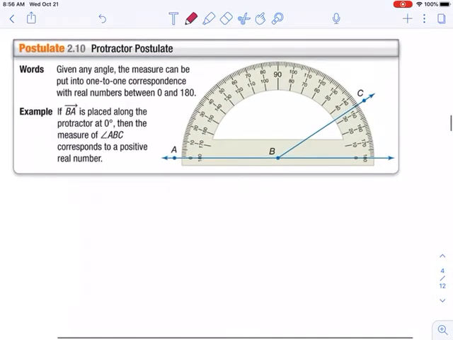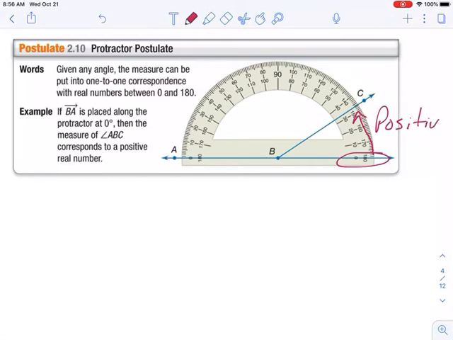Okay, protractor postulate, much like the ruler postulate. Over the past 5 years or so that I've been teaching geometry, I don't think I've ever used it, but basically it says that if you have one side of your angle at 0, which is here, that when you measure that angle, it's going to be positive. We never measure in negative units, always positive units.